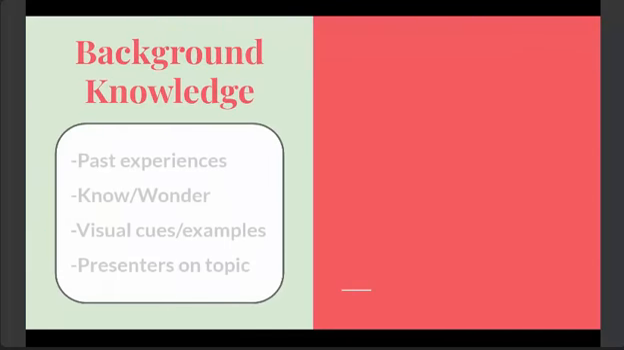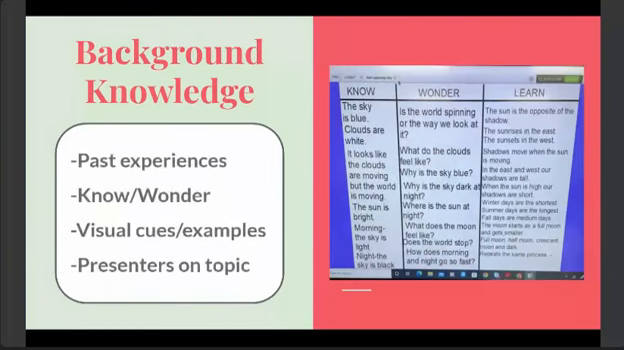The next step is background knowledge. Engage students to discuss or think about their past experiences, inviting students to share what they already know and what they wonder about the topic, using visual cues and examples to make connections, inviting community members into the classroom to discuss the topic.